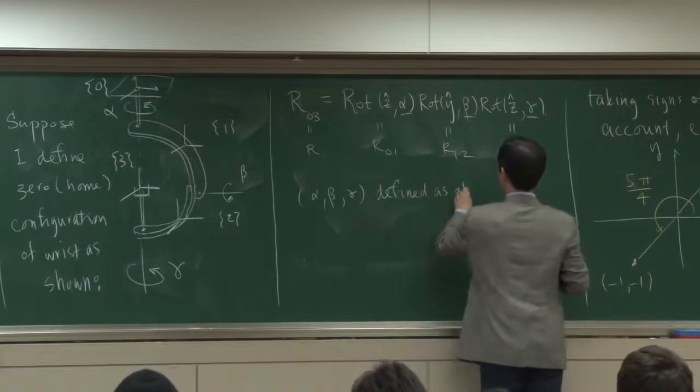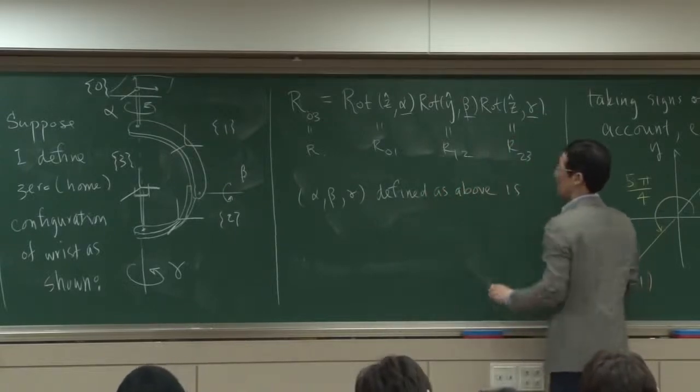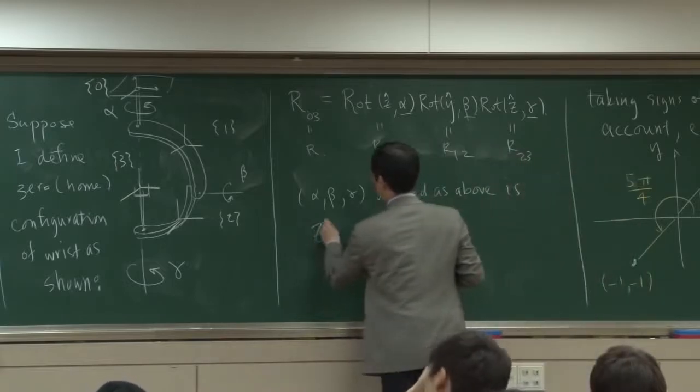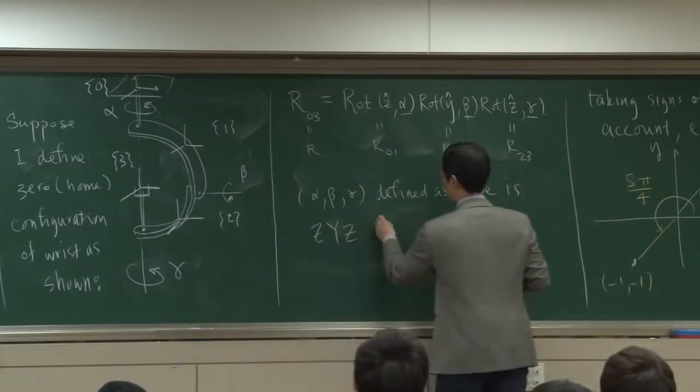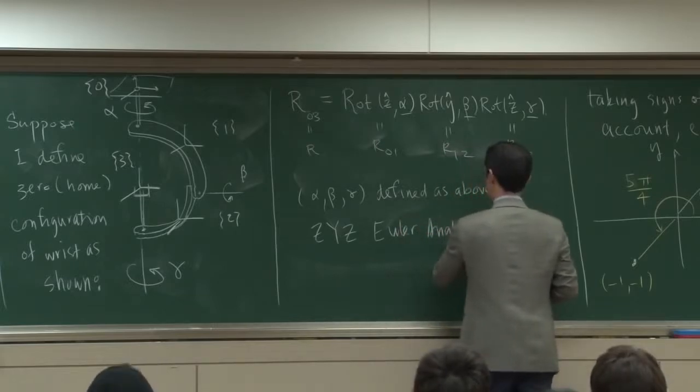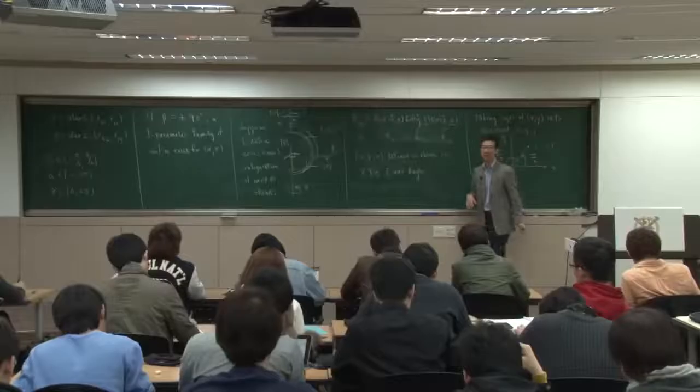Defined as above. Okay, these are called the ZYZ Euler angles. All right.